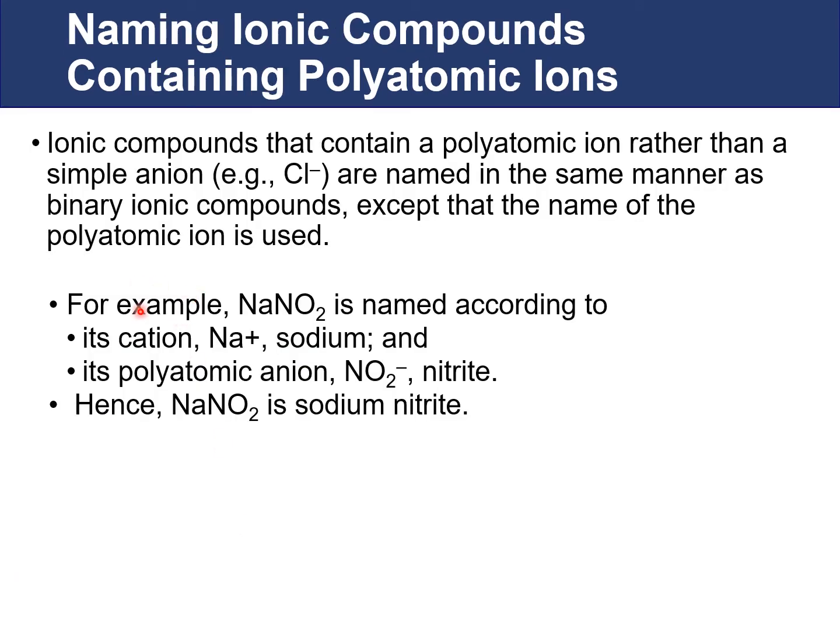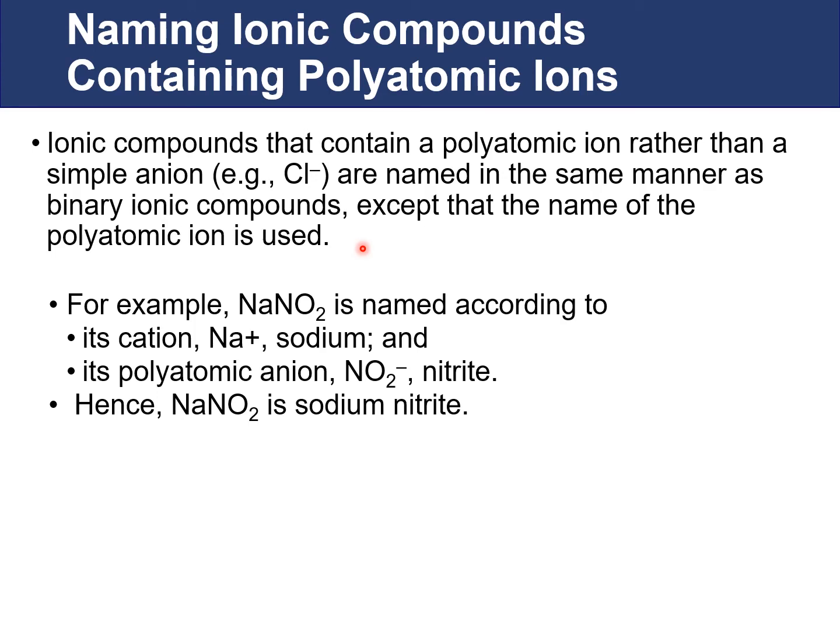Looking at how we would use these in terms of naming, ionic compounds that contain a polyatomic ion rather than a simple ion, such as the chloride, are named in a very similar manner as what we saw for the binary compounds, except that the name of the polyatomic ion is used. In our previous example, we could have had something like sodium chloride, where the metal, sodium, is named as is, the chlorine loses the end part of its name, the "-ine", and you replace it with "-ide", so it becomes chloride. So NaCl goes from sodium and chlorine to sodium chloride.